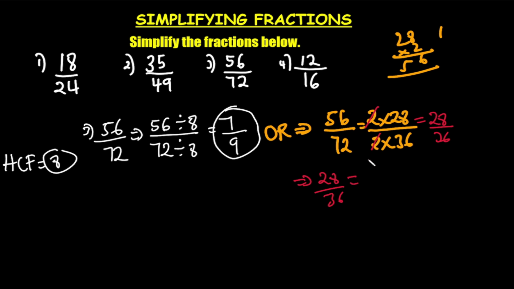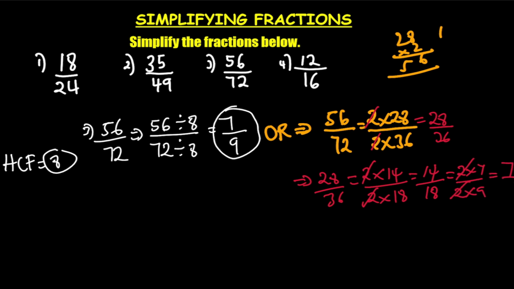28 over 36: I know that 2 times 14 will give me 28, and also 2 times 18 will give me 36. Also the 2 will cancel again. I have 14 over 18. Now 2 times 7 will give me 14, and 2 times 9 will give me 18. So this one cancels out. I have 7 over 9. As you can see, I have 7 over 9. This one might look long, but sometimes finding the HCF can be tedious. So I'll always encourage you to adopt this style.